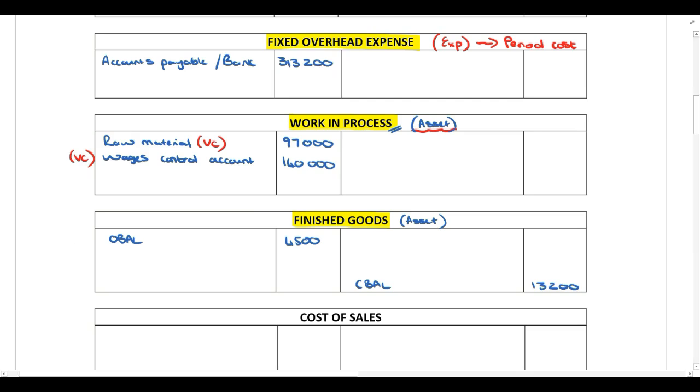So let's look at that journal entry now, where we are going to debit our finished goods and credit work in process. And you just need to make sure that your work in process account balances to zero. So this is going to be your balancing figure over here, which is 237,000. So work in process now balances to zero, and we take that to finished goods. So let's look at that journal entry.